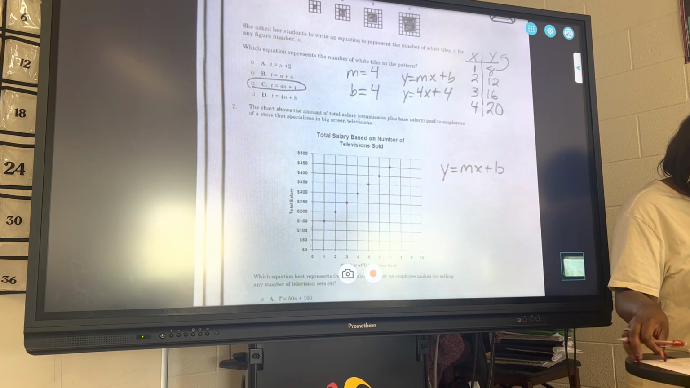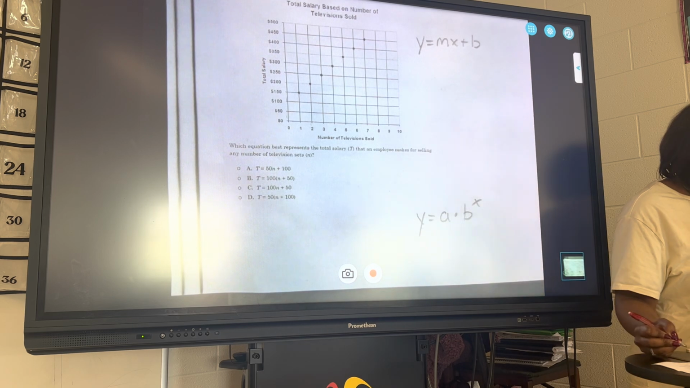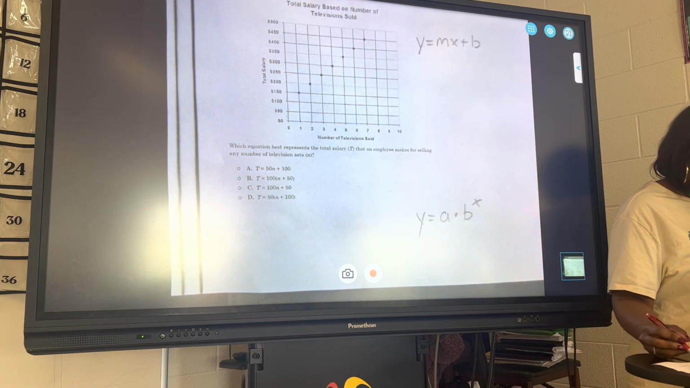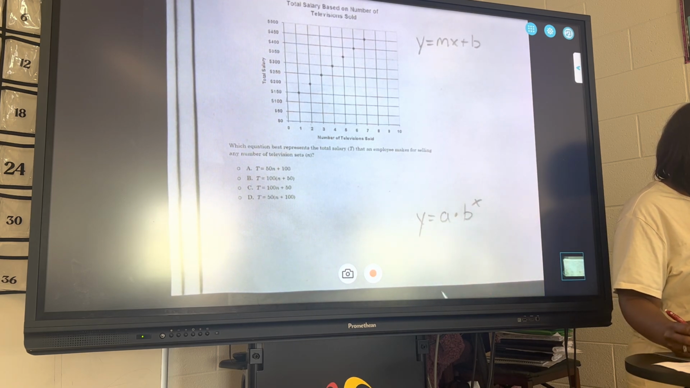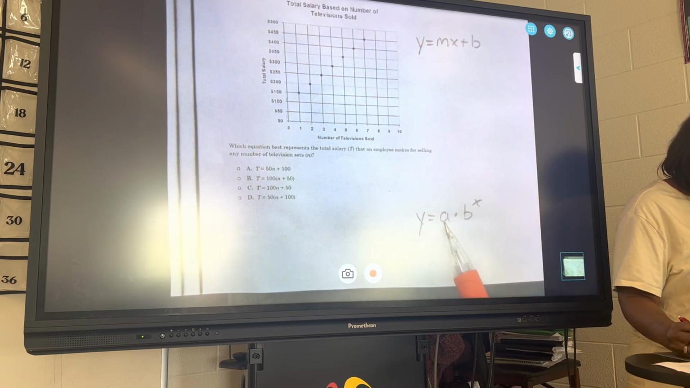And the exponential one is this, where you have a times b to the x power, when x is the exponent, okay? This is exponential function, where the a is the starting amount and the b is the common ratio, okay?